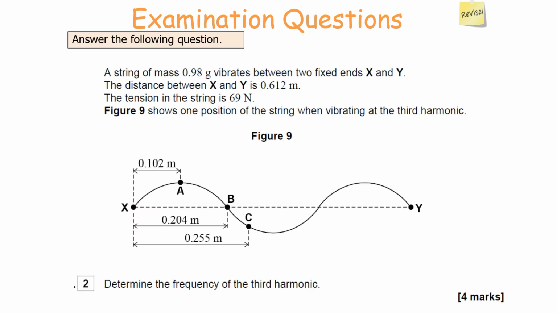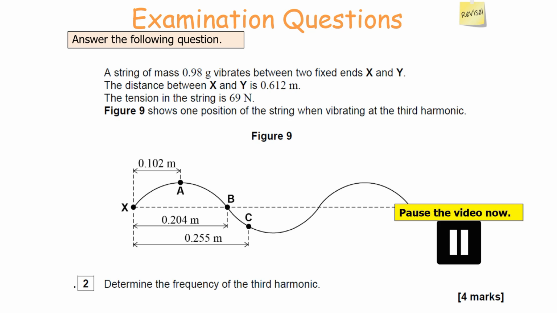Let's have a look at our next question. A string of mass 0.98 grams vibrates between two fixed ends, x and y. The distance between x and y is 0.612 meters. The tension in the string is 69 newtons. Figure 1 here shows one position of the string when vibrating at the third harmonic. So use this to determine the frequency of the third harmonic. So pause the video now, then unpause the video when you want to go through your answer.